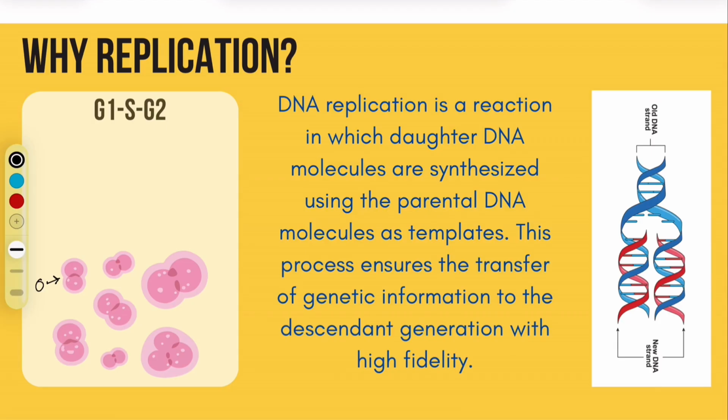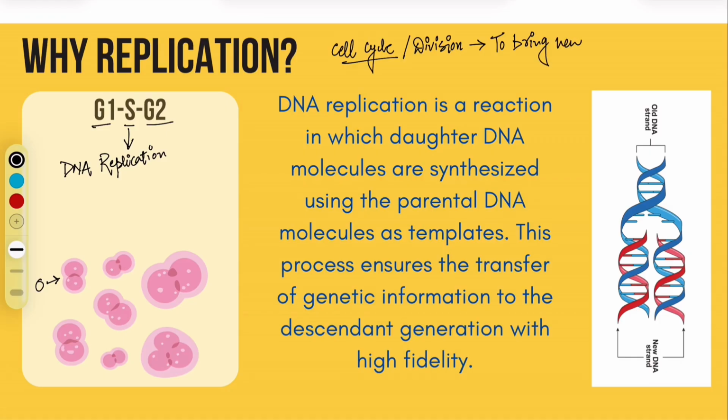This whole process takes place during the cell cycle, in which we have read in our last videos that G1, S and G2 phases are there. During S phase, DNA is getting replicated. We know cells get ultimately divided into two and multiply further to bring new generations. So DNA replication is a reaction in which daughter DNA molecules are synthesized using the parental DNA molecules.